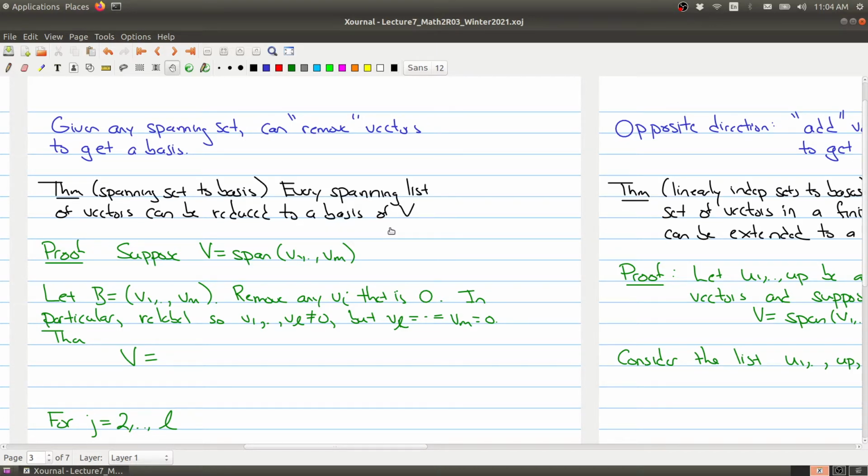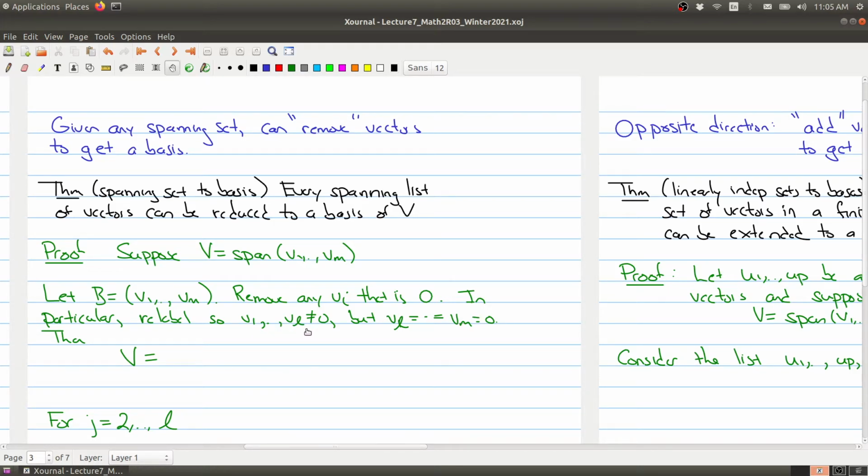So this is great if somebody says, here's a collection of vectors that spans your vector space. You can start removing vectors in a particular order until what you're left with is a basis for V. And here's how the proof goes. Suppose that we know our vector space is spanned by V1 through Vm, and let B be our initial list of vectors. First of all, we want to remove any Vi that's 0, because if there are any 0 vectors in here, they're not really contributing to what we need. So in particular, we're going to relabel.